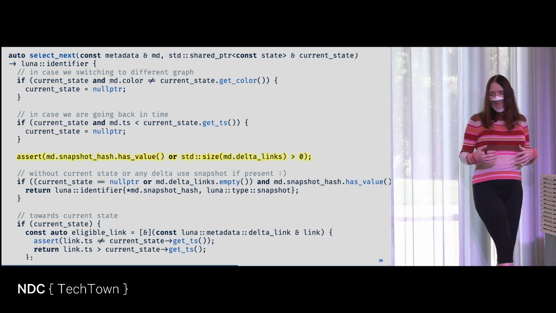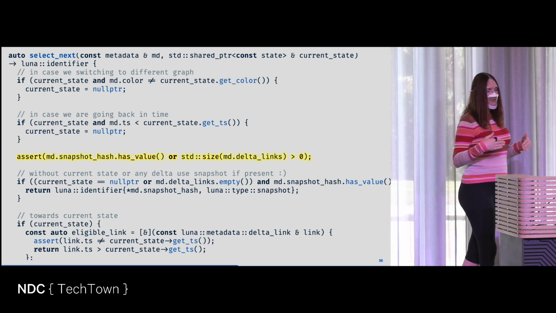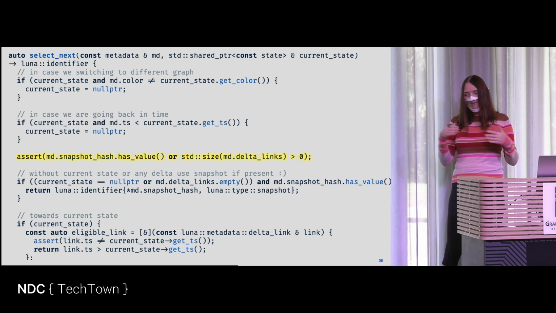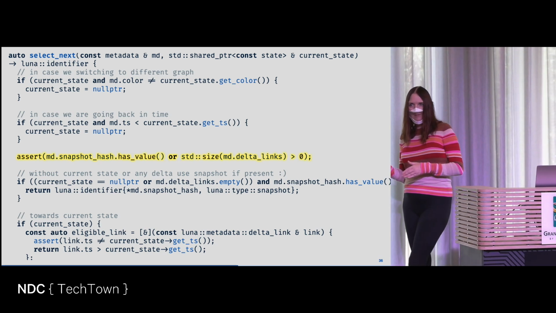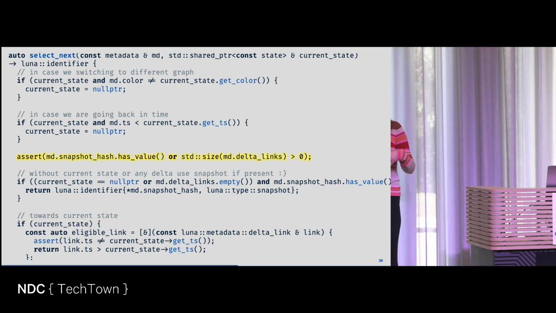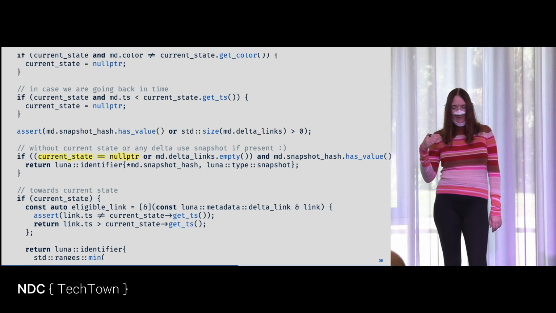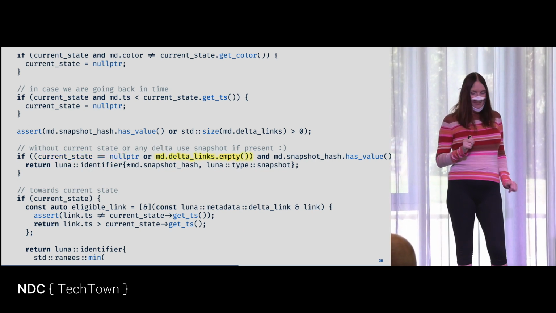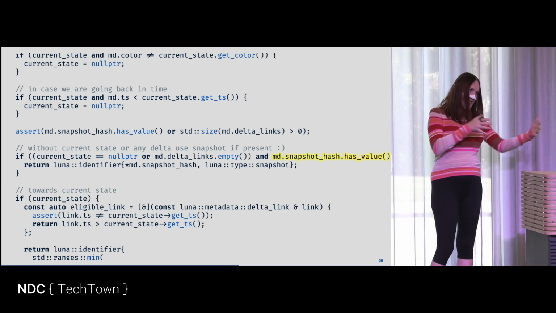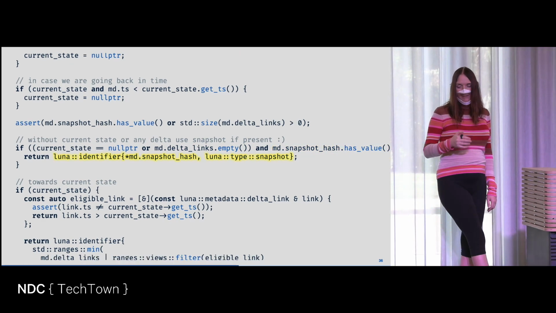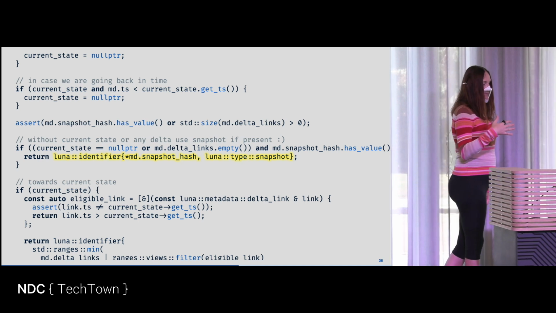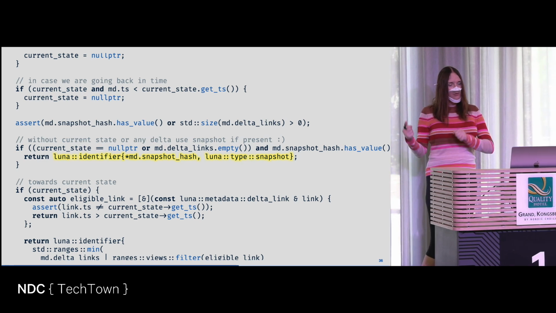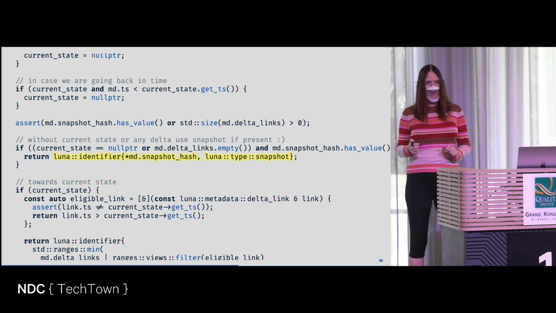And also, all graphs need to contain a snapshot hash or at least one delta link. Otherwise, the graph is wrong. So, if we are doing a full update and there are no delta links, and there is a snapshot hash, we just tell the callee that you just need to download a snapshot of this hash, and it will be fine.